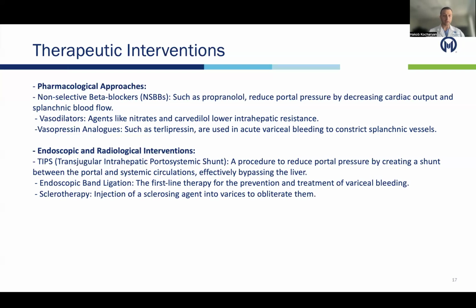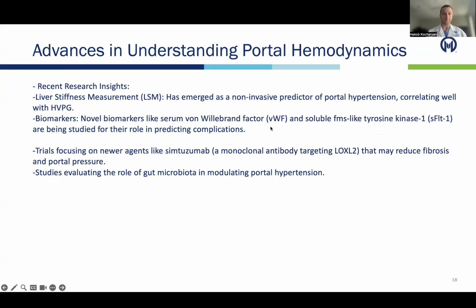As far as the pharmacological approaches go, beta blockers have been shown to reduce the cardiac output and splenic blood flow. Vasodilators can be helpful in lowering the intrahepatic resistance, and pressors can be used in acute hemorrhagic settings.